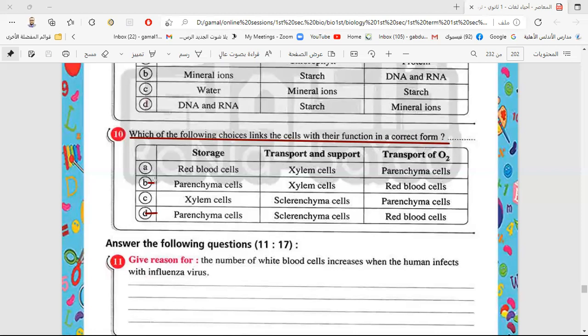So the correct answer is what? B. We choose B because the function of xylem is transport and support. And parenchyma is for storage, and red blood cells transport oxygen. So the correct answer is B. Do you agree with me?